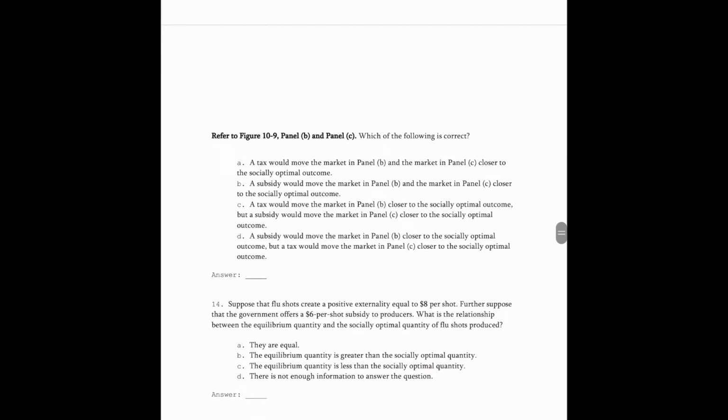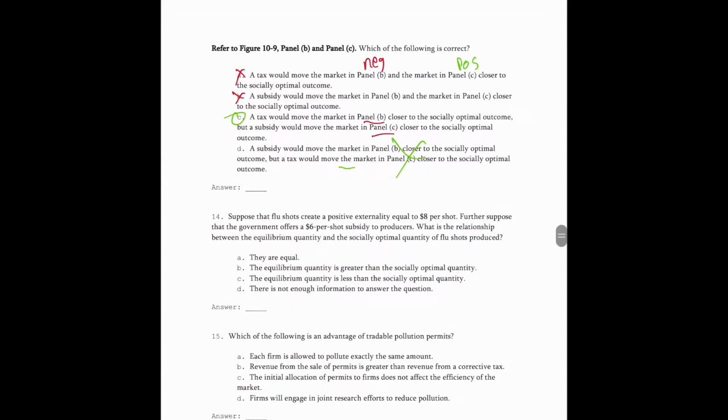Which of the following is correct? A tax would move the market in panel B and the market in panel C closer to the optimal. No, because panel B is a negative, panel C is a positive. We want to subsidize the positive and tax the negative. A subsidy would move both of the panels closer. Nope. A tax would move panel B closer to the socially optimal. Good. But a subsidy would move panel C closer to socially optimal. Fantastic. Moving on. A subsidy would move the market in panel B closer to socially optimal, but a tax would move the market in panel C. No. The answer is C.